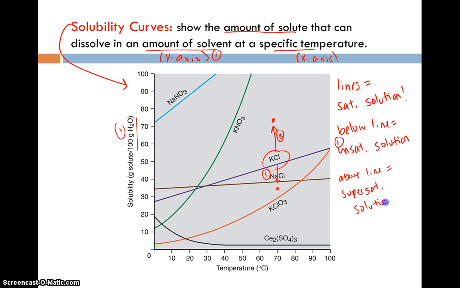So with these solubility curves, you can use them to figure out, is your solution saturated, unsaturated, or supersaturated? If you fall exactly on the line, you're a saturated solution. If you're above the line, it means you're supersaturated. And if you're below the line, it means you're unsaturated.